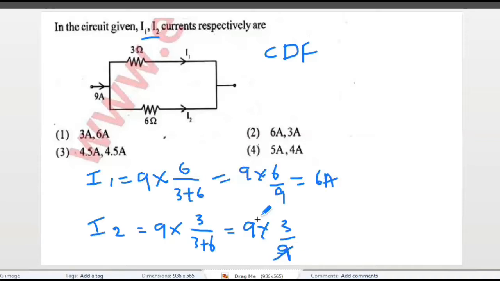So these two get cancelled. So it is 3 amperes. So here also 9 gets cancelled. You will get 6 amperes. So I1 is 6 amperes and I2 is 3 amperes. So the correct option is 2.